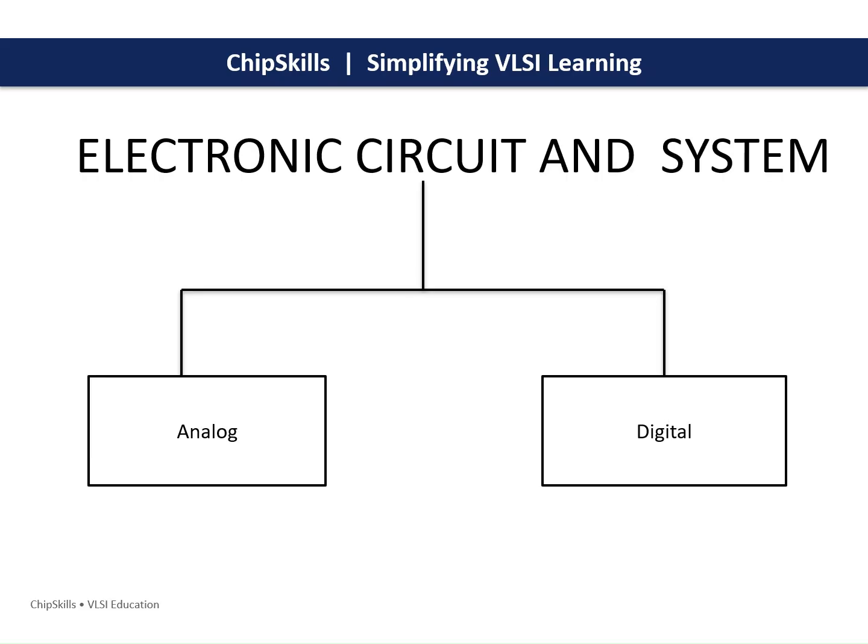Can you guess why your voice is analog but your WhatsApp message is digital? By the end of this video, you will clearly understand the difference between analog and digital systems and why both are important in modern electronics. Let's see. Electronic circuits and systems are classified into two types. One is analog, one is digital. Let's see them one by one.